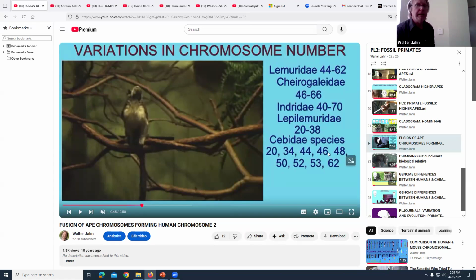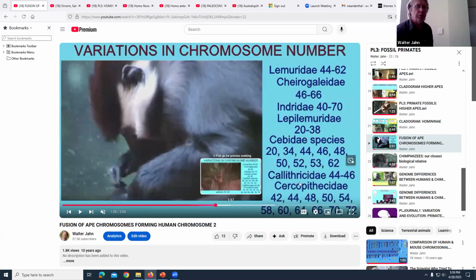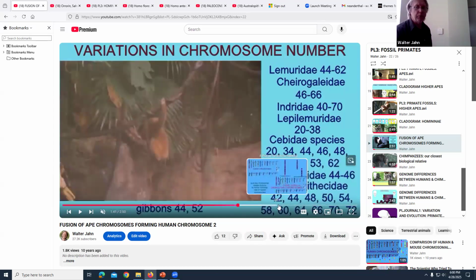Within the New World monkeys, same thing, a whole bunch of different kinds of chromosomes. The marmosets, there are 2 different kinds of chromosomes there. The Old World monkeys, same thing. Gibbons, not all gibbons have the same number of chromosomes.